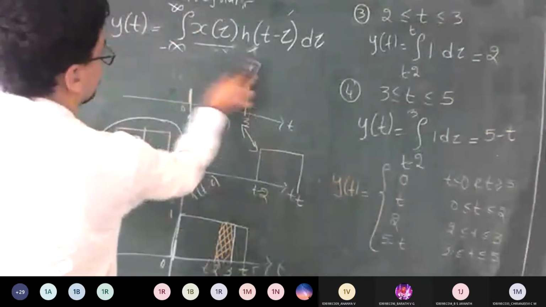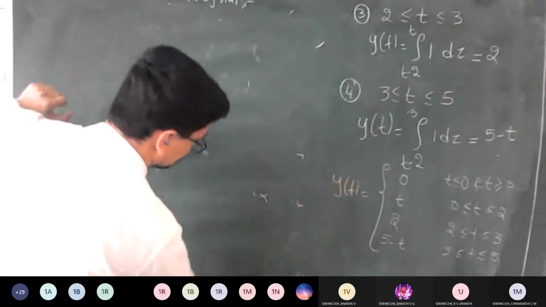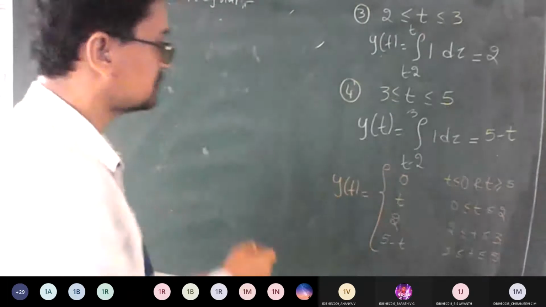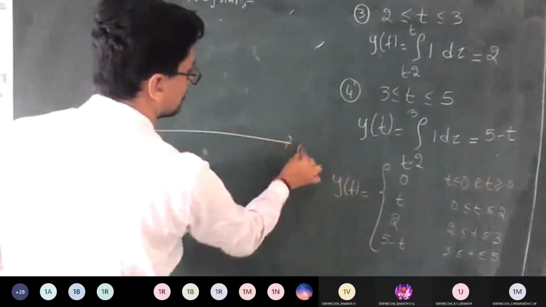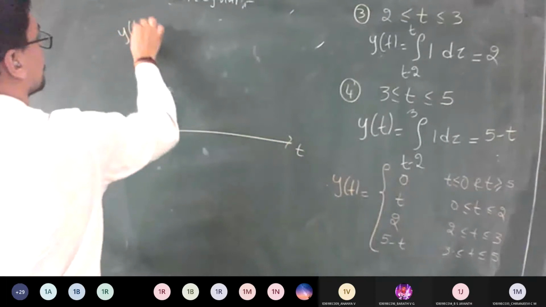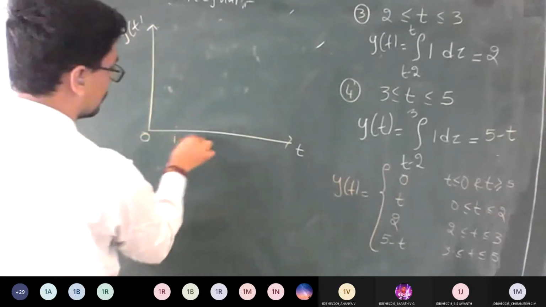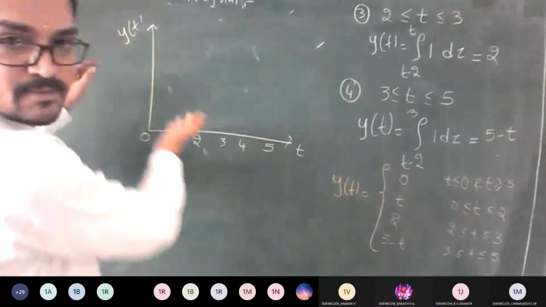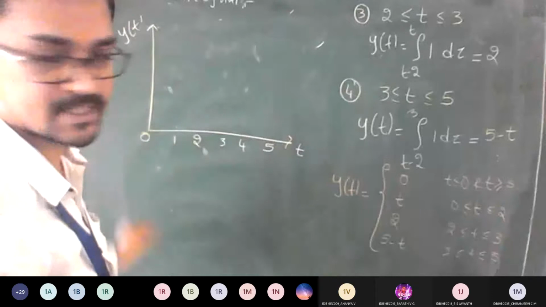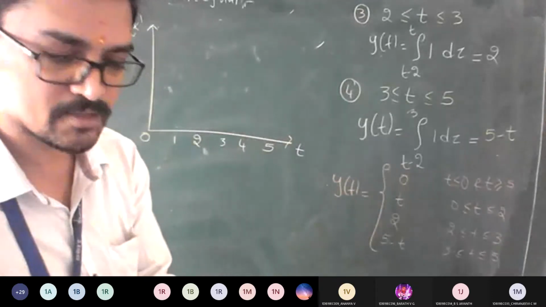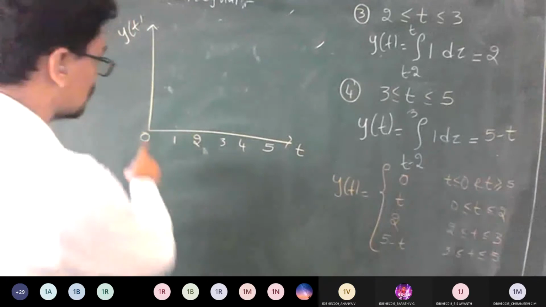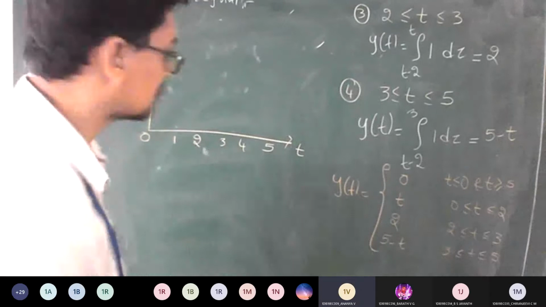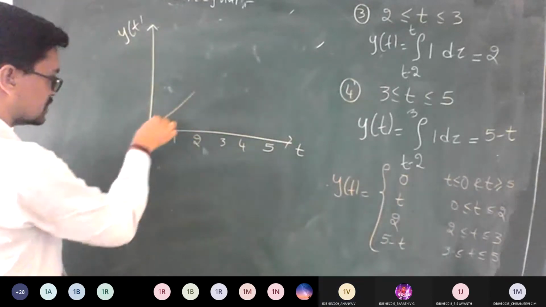Can anyone tell me how the sketch looks like? Y of t. With respect to time, I need to plot my y of t. So we have a scale 0, 1, 2, 3, 4, 5. 5 is the maximum. Beyond that, below this is 0, so there is no output that side. So 0 to 2, what is the answer you got? t. t means what signal is it? Ramp. Good. So ramp signal, I can plot 0 to 2 like this.